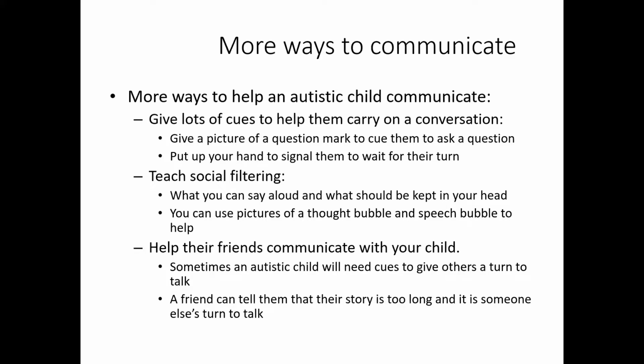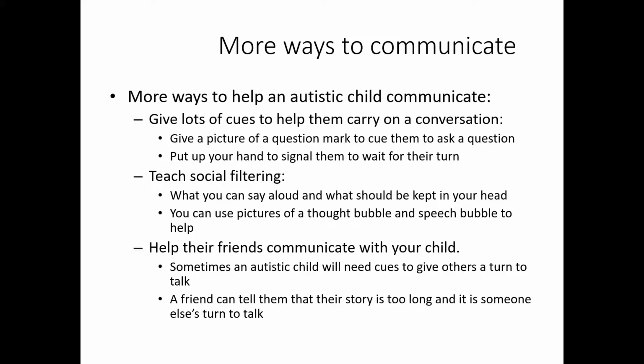So some more ways to help an autistic child communicate. We can give lots of cues to help them carry on a conversation. So we could give a picture of a question mark to cue them to ask a question, and put up your hand to signal them to wait for their turn. So we can use gestures to help them with some of those social cues when conversing with others. We can also teach social filtering, so what you can say aloud and what should be kept in your head. You can use pictures of a thought bubble and speech bubble to help.